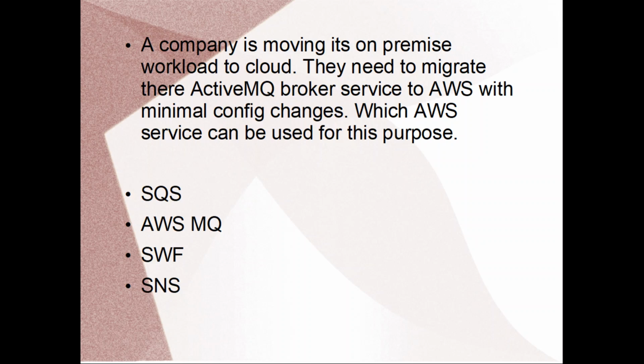So this is the last question of this video, and if you know the answer to this question, put the answer in the comment box. The question is: a company is moving its on-premise workload to the cloud. They need to migrate their ActiveMQ broker service to AWS with minimal config changes. Which AWS service can help you for this purpose? The options are SQS, AWS MQ, Simple Workflow Service, or Simple Notification Service, SNS. Whichever you think is the correct option, you can put that answer in the comment box of this video.